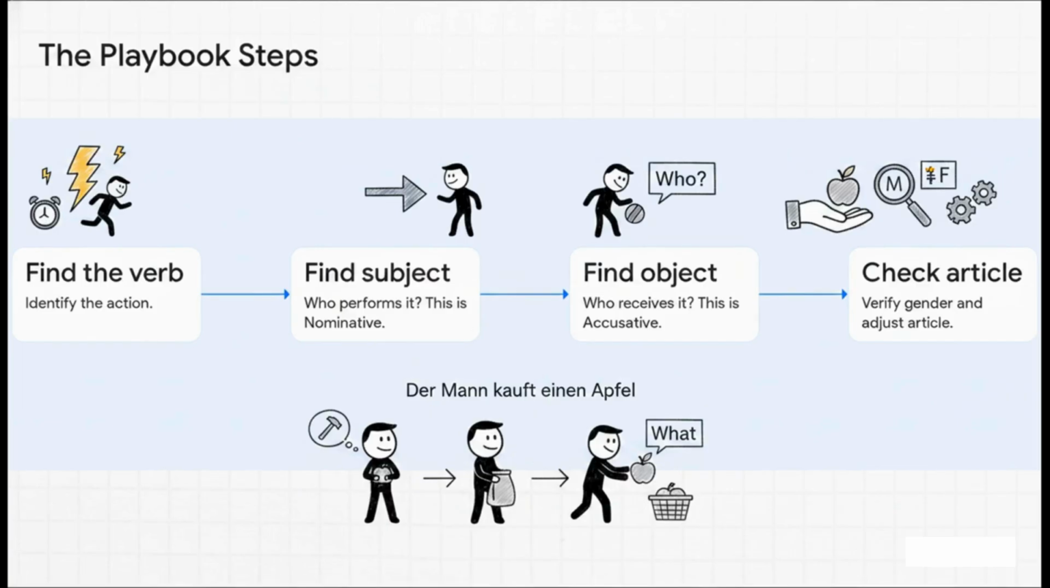Okay, let's apply this method to the sentence, Der Mann kauft einen Apfel. Right. Step 1, the verb is kauft, buys. Step 2, who buys? Der Mann, the man. He's masculine, he's the subject, so he gets der. Step 3, what is he buying? An apple, Apfel. The apple is receiving the action. Step 4, Apfel is masculine, so applying our cheat code, the article ein becomes einen. Der Mann kauft einen Apfel. It literally works flawlessly every single time.